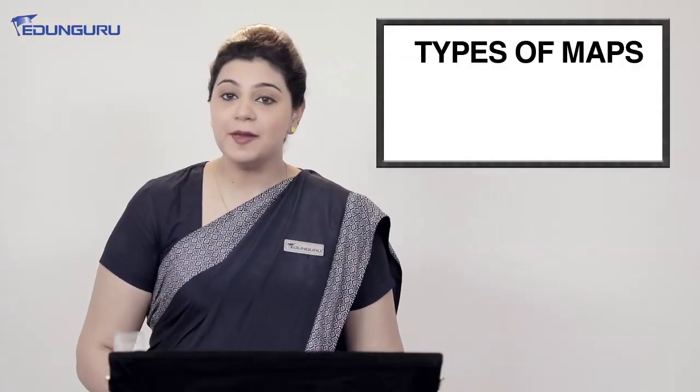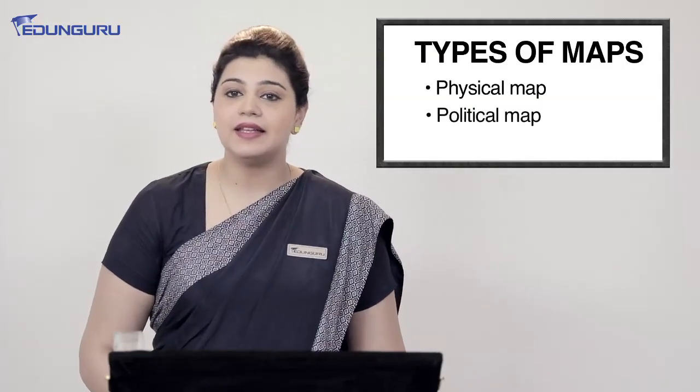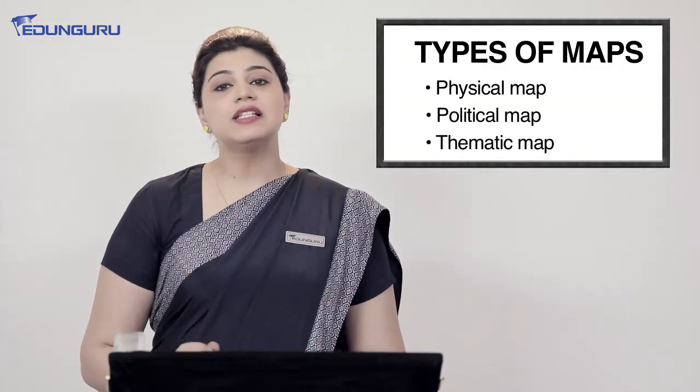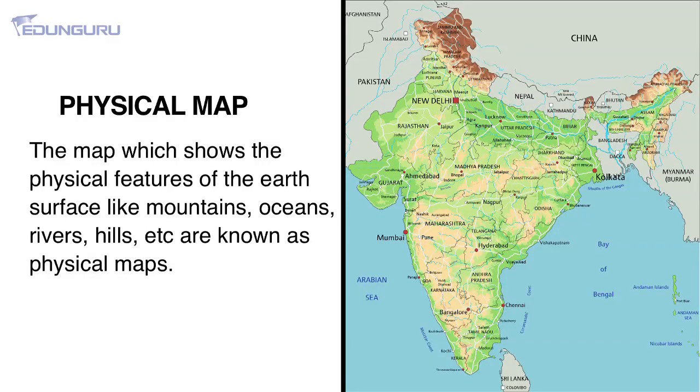Alright students, now we know the difference between a globe and a map and what a map is. Now let's know about the types of maps. When we talk about the types of maps, here we will study the physical map, the political map and the thematic maps. First, let's talk about the physical maps. The maps that show the physical features of the earth's surface like mountains, oceans, rivers, hills, these are the physical maps.